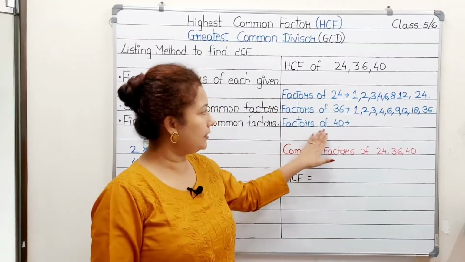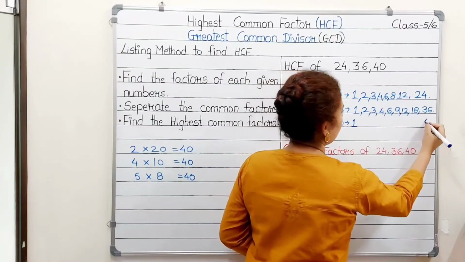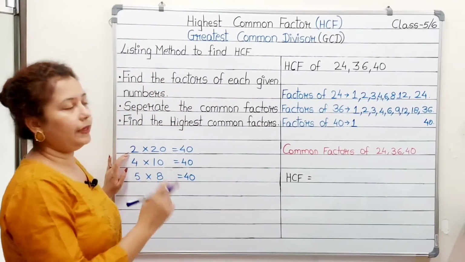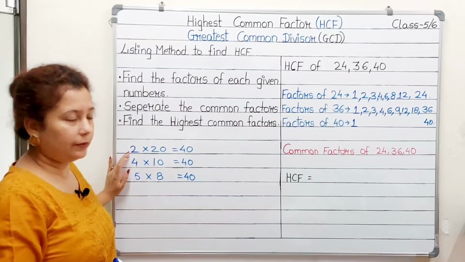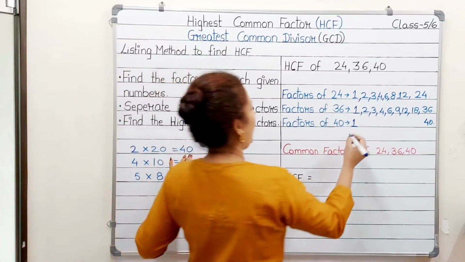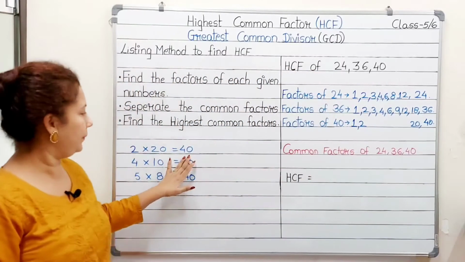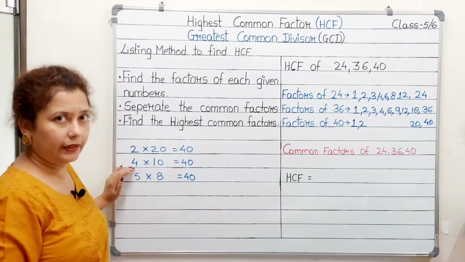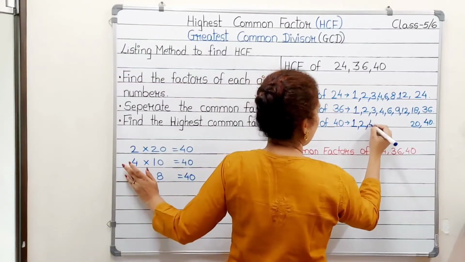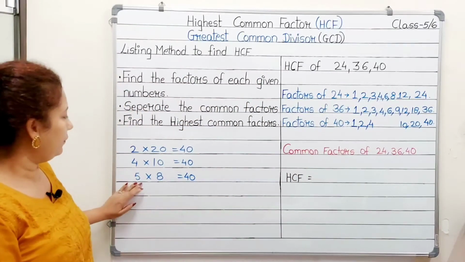Next we will find factors of 40. So here the first factor is 1 and the last factor will be 40. Next it is divisible by 2 as it is an even number. 2 into 20 is 40. So here 2 and 20 are factors of 40. Next, it is not divisible by 3. It is divisible by 4. 4 into 10 is 40. So 4 and 10 are the next factors of 40.